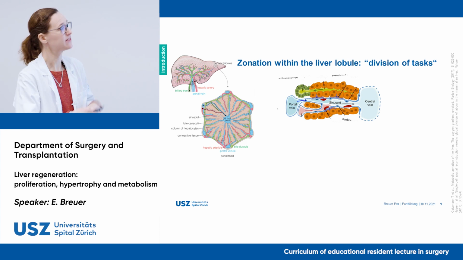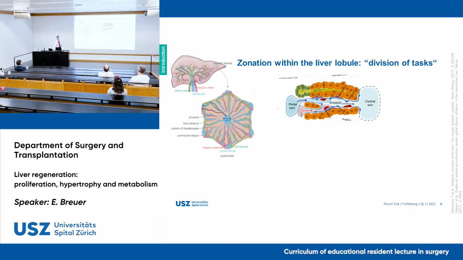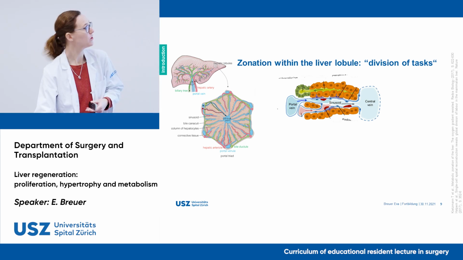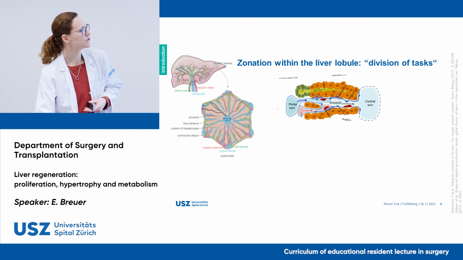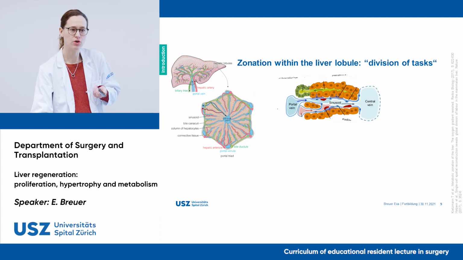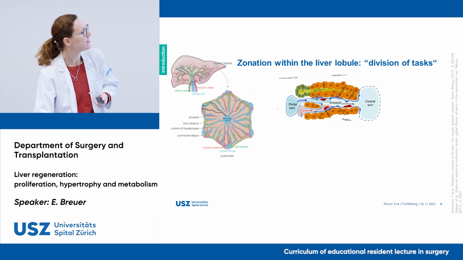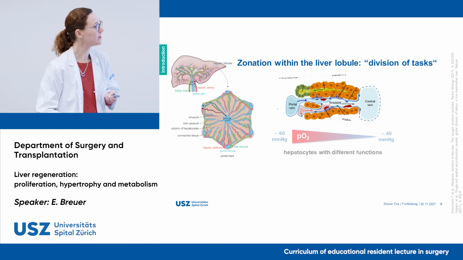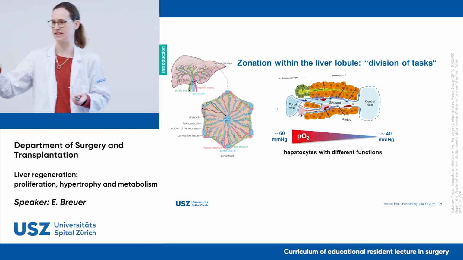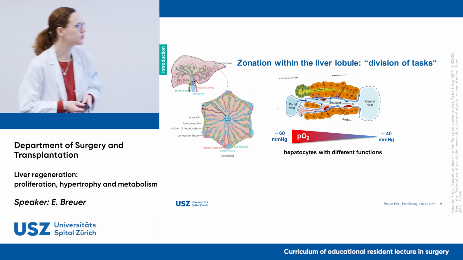So the liver consists of thousands of little liver lobules. And each lobule has a central vein in the middle and portal veins on the outside. Here we see that the blood flows from the portal vein to the central vein. And along this portocentral axis, we have a lot of hepatocytes that look more or less the same. But each hepatocyte has, depending on its location along this axis, different metabolic functions.